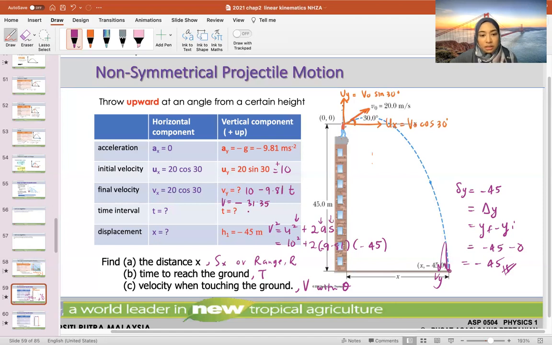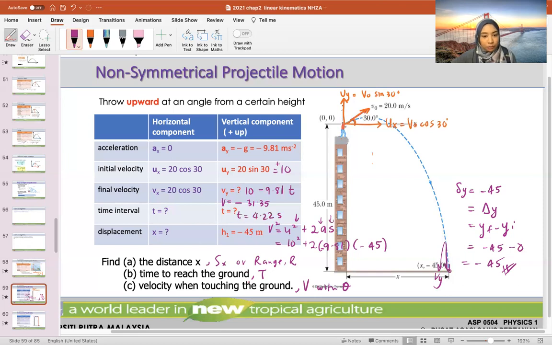And put this into our equation. We can solve for T. Our T will be minus 31.35 minus 10 divided by minus 9.81. So this will solve for my T. I will get my T as 4.22. If you get a negative T, it means it's wrong, do it again. Okay, that's the answer. 4.22 seconds.